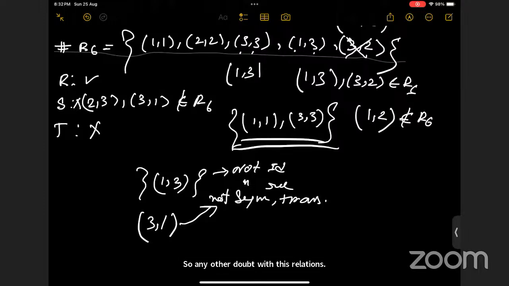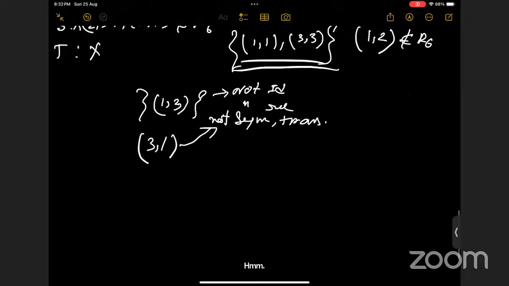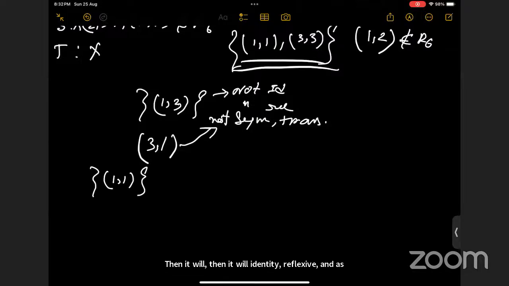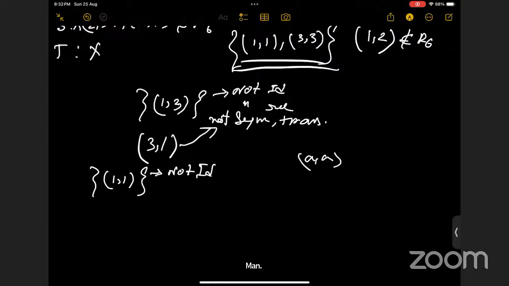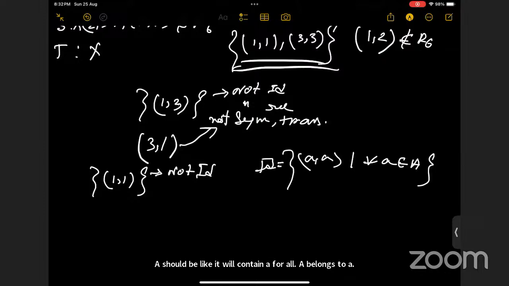Ma'am, if only (1,1) is there, then it will be identity, reflexive, and as well as transitive relation. No, not reflexive, because in order to be identity, we need all the tuples, the same tuples. (a,a) should be there, it will contain (a,a) for all a belongs to A. Yes, this is identity, ma'am.